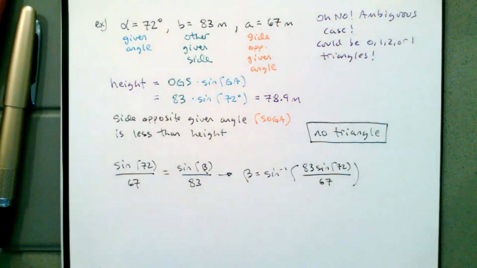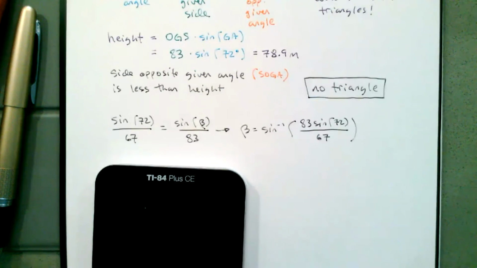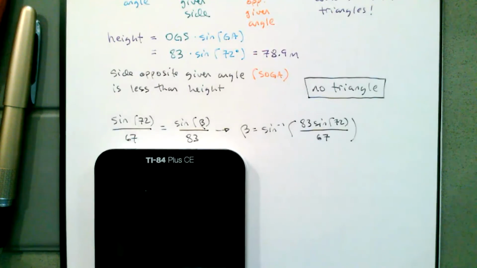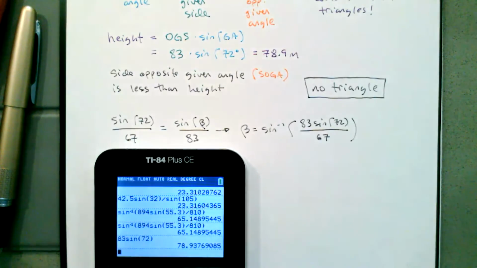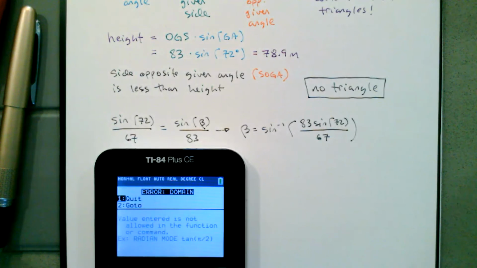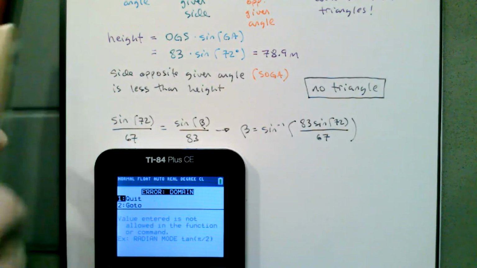So we grab our calculating machine. We didn't notice that there's no triangle. Forget how to turn our calculator on. And we do the sine inverse of 83 times the sine of 72, close parentheses, divided by 67, close parentheses, hit enter, and we get an error. A domain error. What we're trying to do is find the sine inverse of a number bigger than 1.